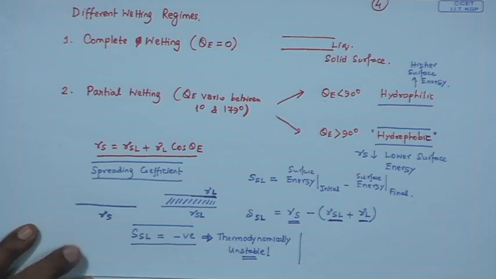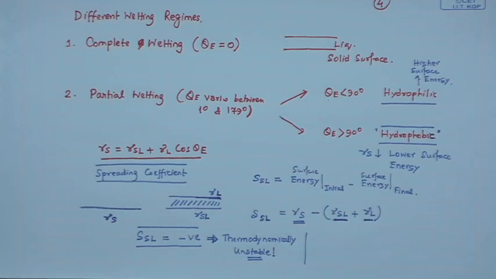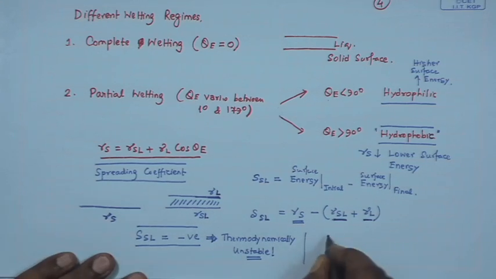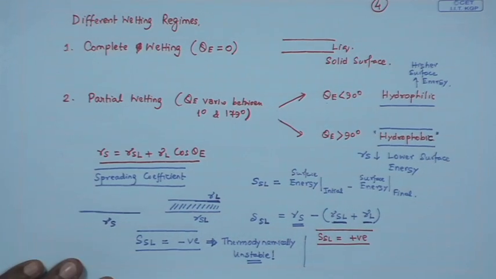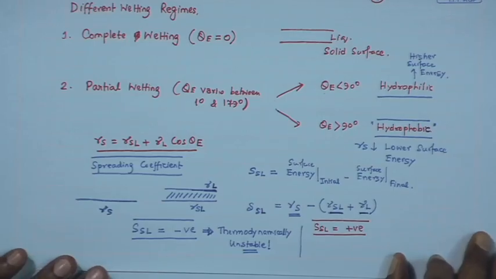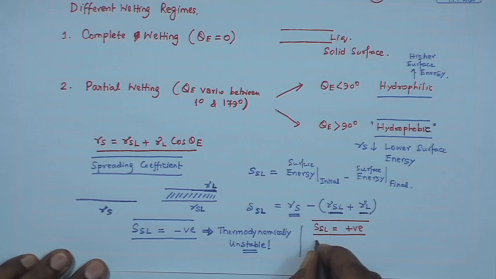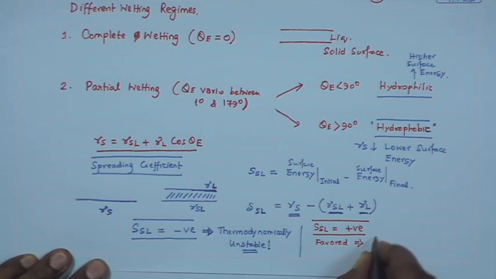In contrast, if you now have a situation where your S_SL is positive, what does it mean? It means that by creating the film, you have in fact reduced the total energy that is ascribed at the interface, and therefore, it is thermodynamically favored, and the film is going to be unconditionally stable.